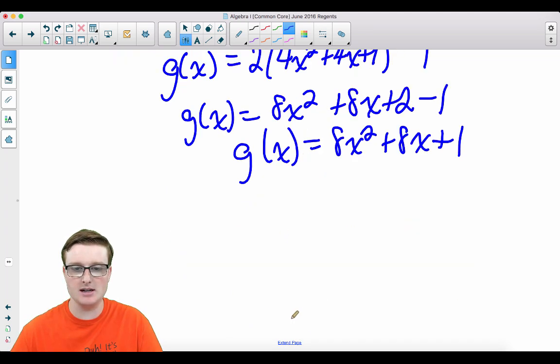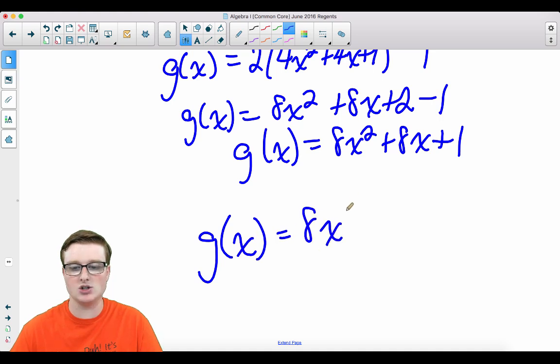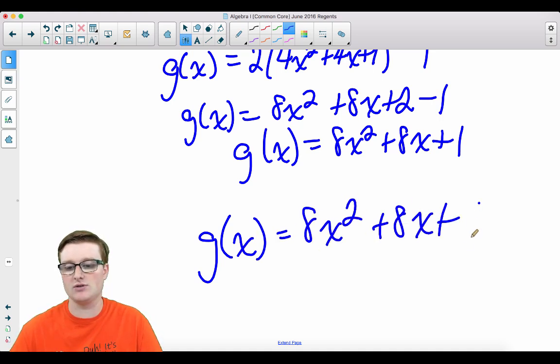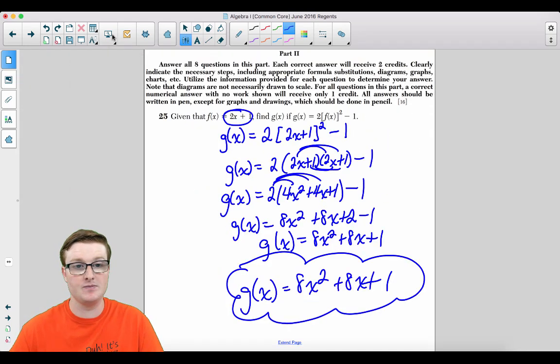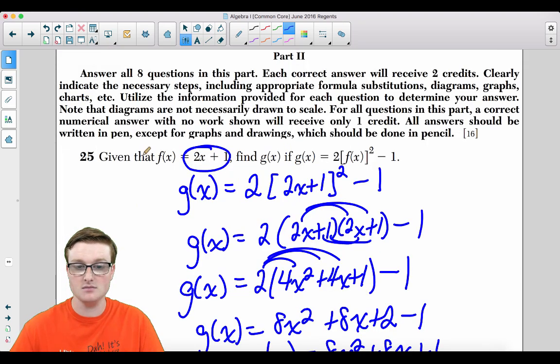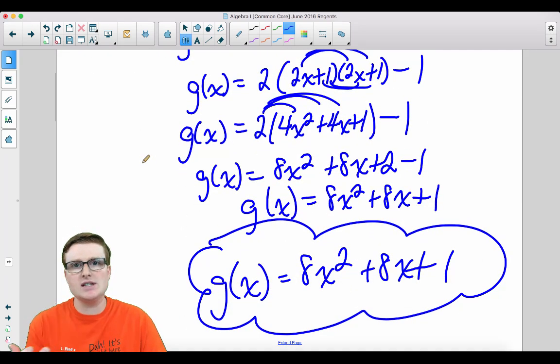And ladies and gentlemen, that is your answer. G of x is equal to 8x squared plus 8x plus 1. Let me just write it nice and big for you to see. That is your answer to question number 25. And you just solve that basically by plugging it in and solving. That's all there is to it.